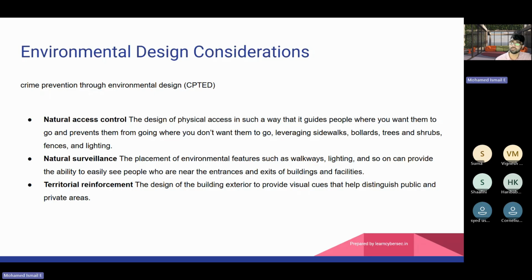This is the design of physical access in such a way that it guides people where you want them to go and prevents them from going where you don't want them to go, leveraging sidewalks, bollards, trees, shrubs, fences, and lighting. Using these components, you can design the entry point.